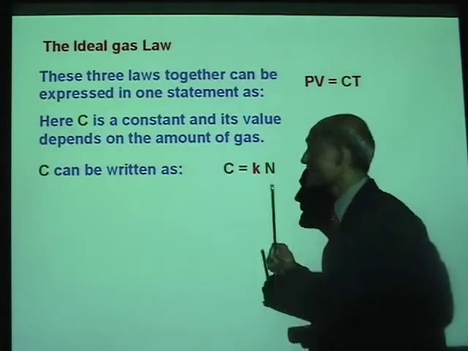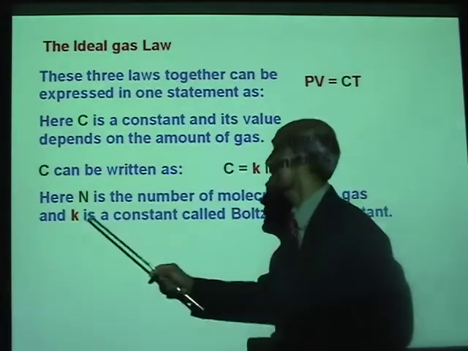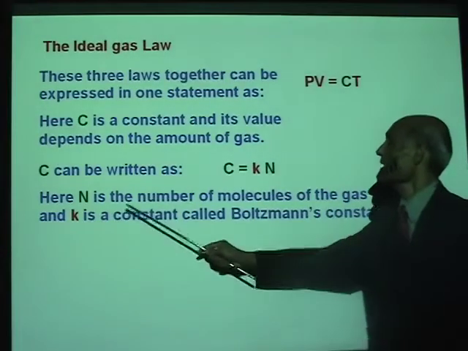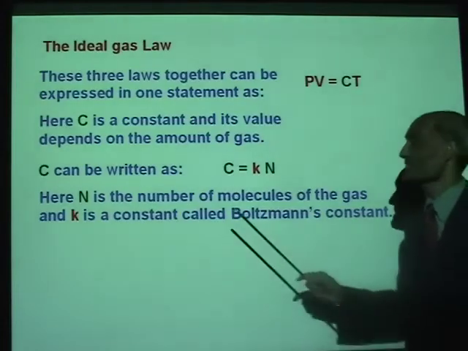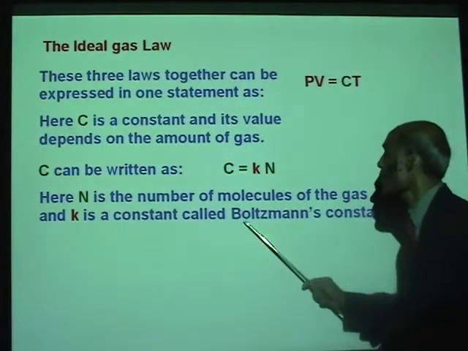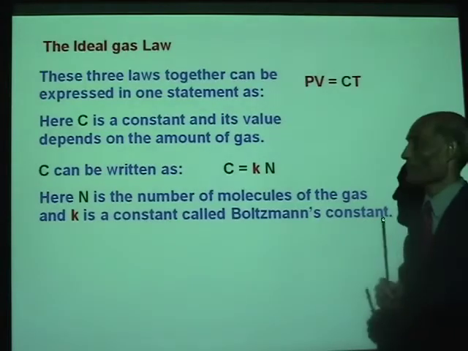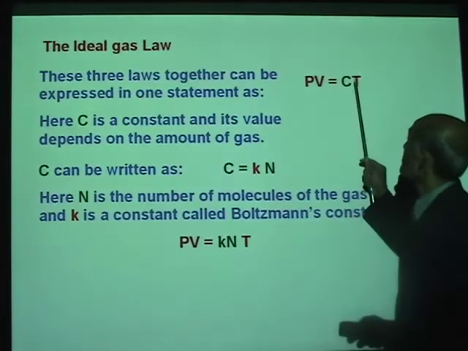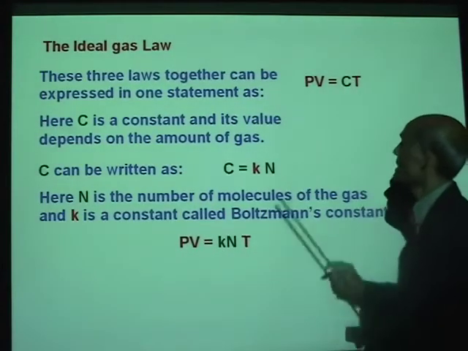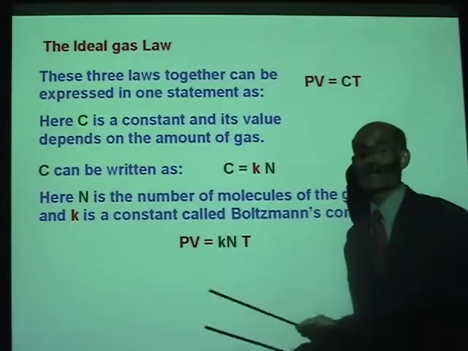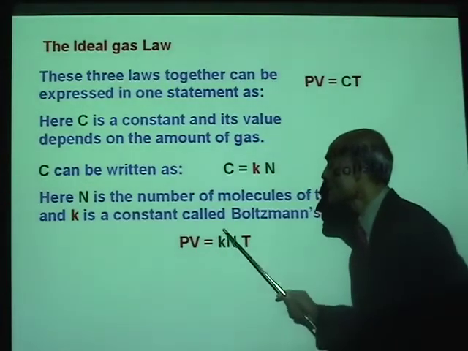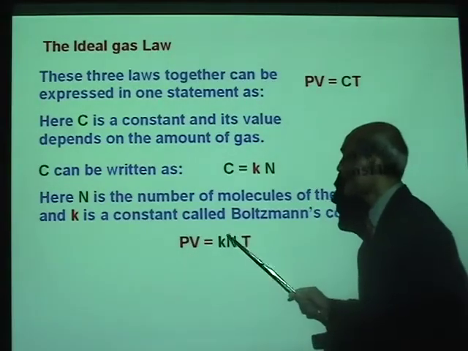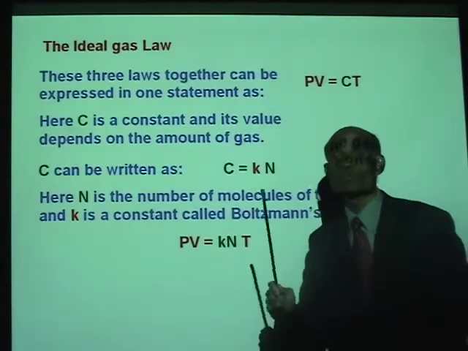It's a very important constant in physics. K is a constant called Boltzmann constant. So N is the number of molecules of the gas and K is a constant called Boltzmann's constant. And therefore we can write PV equal to, in place of C, K times N. Tell me, what is K? K is Boltzmann constant. I will give you the value of K in a minute. And N is the number of molecules in the gas.